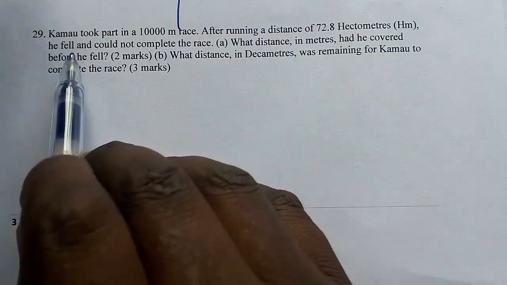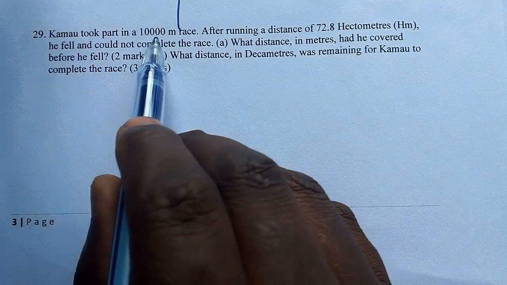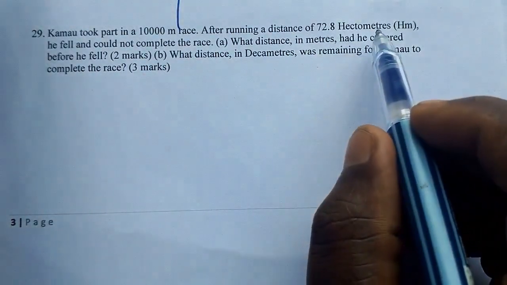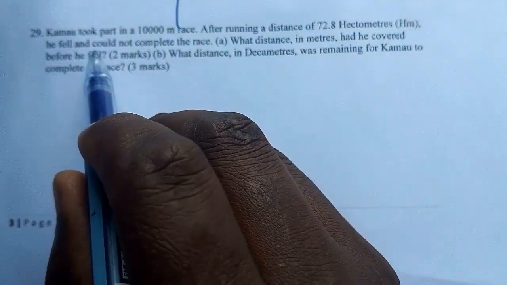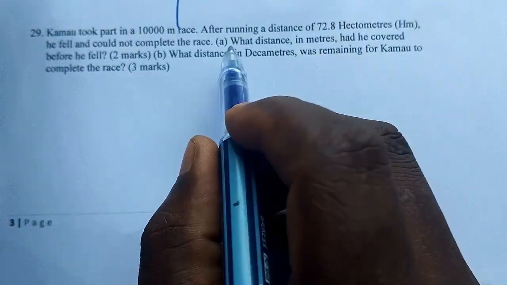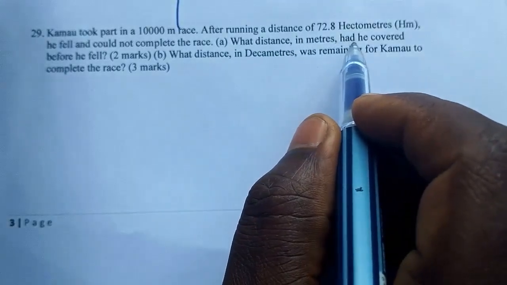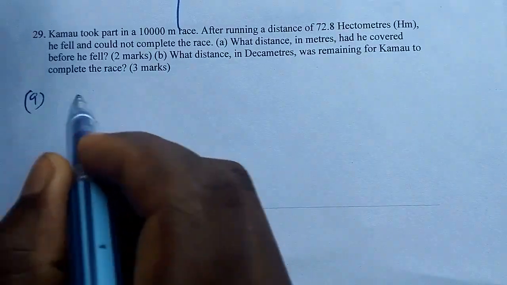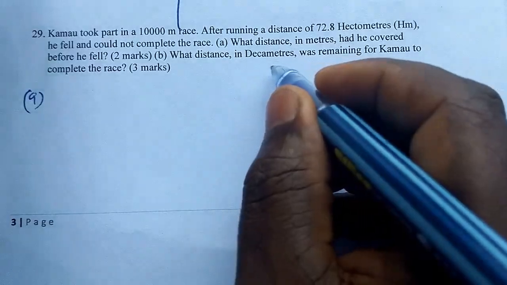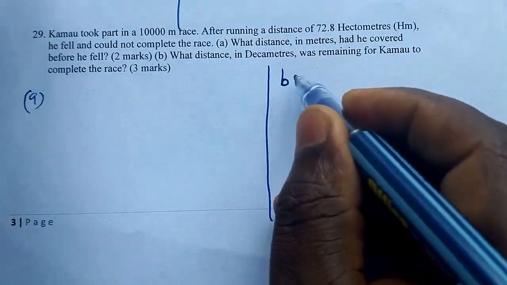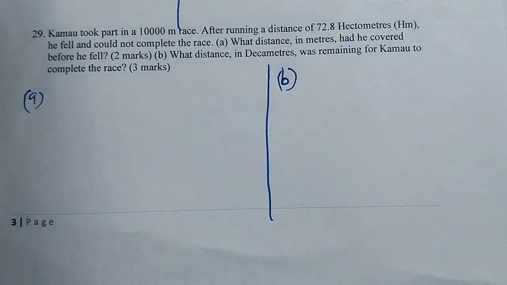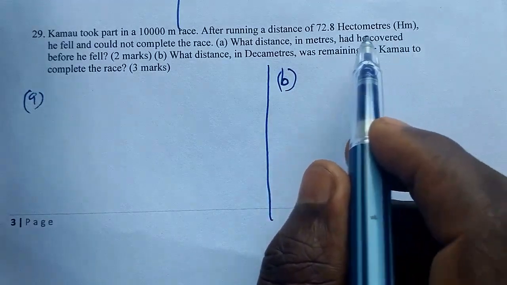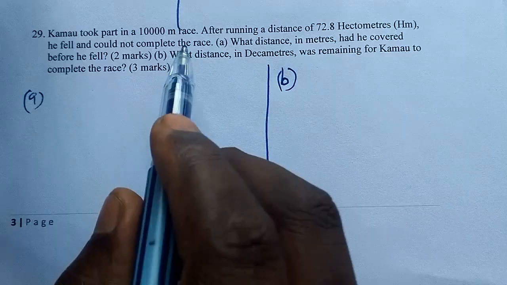Kamau took part in a 10,000 meter race. After running a distance of 72.8 hectometers, he fell and could not complete the race. A, what distance in meters had he covered before he fell? So we start with A, and then we will answer B. In A, we need to convert 72.8 hectometers to meters first. So how do you do that?